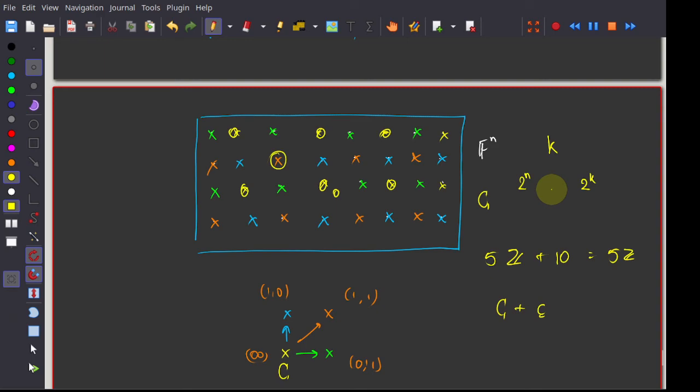Remember that the cosets are all disjoint, and the union gives me F^n. So there are 2^(n-k) possible cosets, and what I'm going to do is store a coset representative. If the number of coset representatives is larger than 2^k, then there is no point in wasting space. So this is advantageous only when the number of coset representatives is reasonably small.